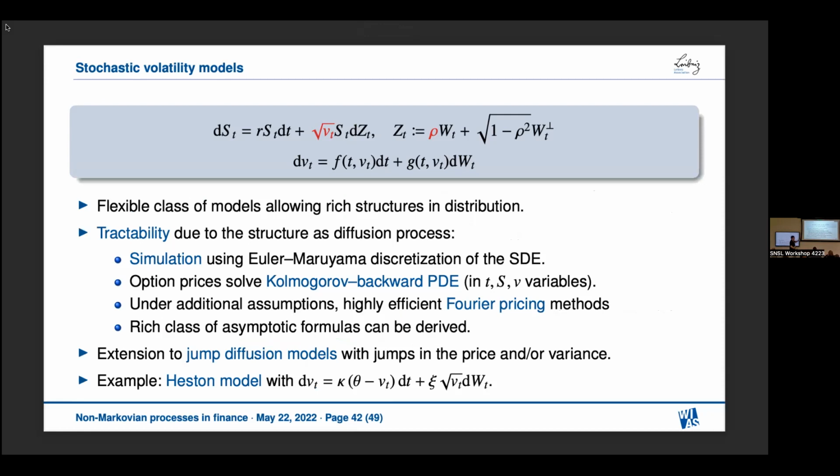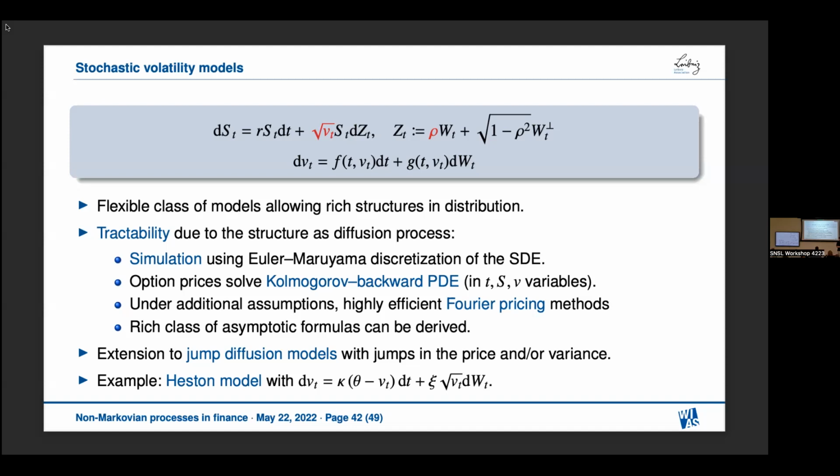Again, in the first part of this hour here, we saw that volatilities actually look very stochastic, look very rough. And here we see, okay, so why not just say our volatility is the solution of an SDE? Well, variance is the solution of an SDE. And this is a very nice class of models. You have a lot of flexibility. Rich structures and distributions. And by the way, you could add jumps, right? You could add jumps, then you get even more flexibility.